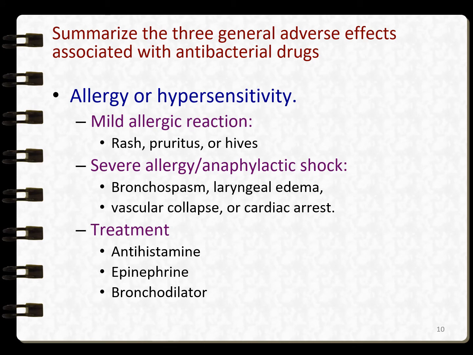Summarize the 3 general adverse effects associated with antibacterial drugs. We have allergy or hypersensitivity. With a mild allergic reaction, they're going to have rash, pruritus, or hives. With a severe allergy or anaphylactic shock, these patients could have bronchospasm, laryngeal edema, vascular collapse, and cardiac arrest. The treatment, we're going to give them an antihistamine, epinephrine, and a bronchodilator.